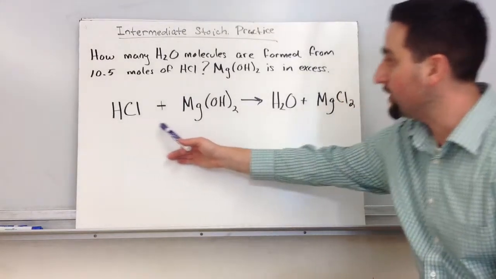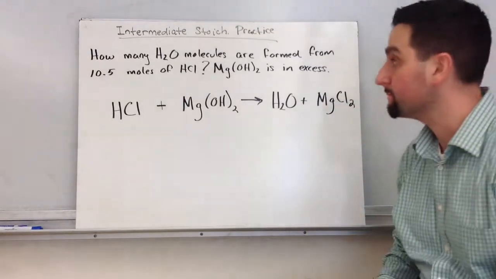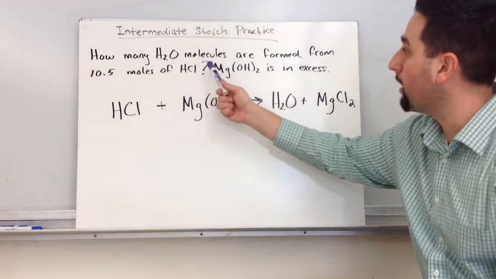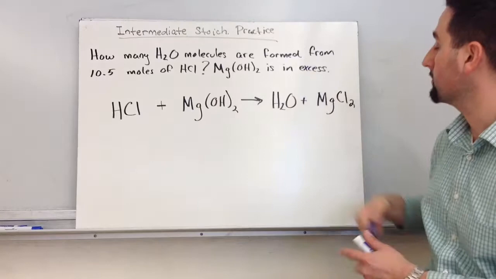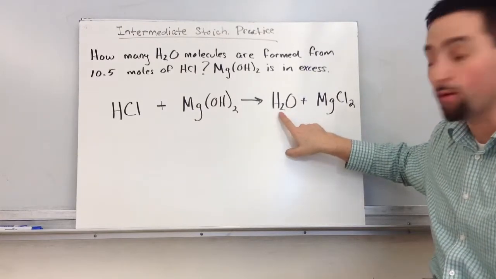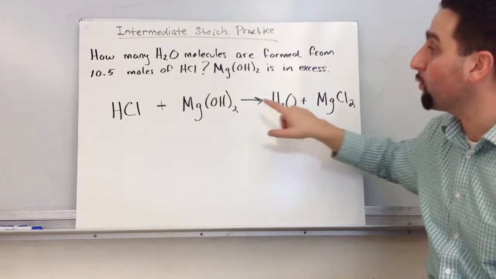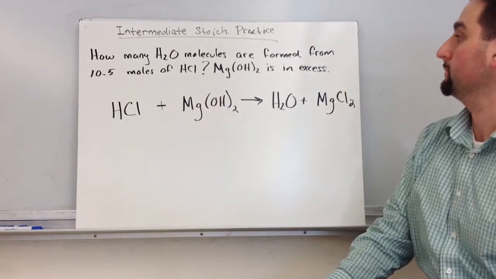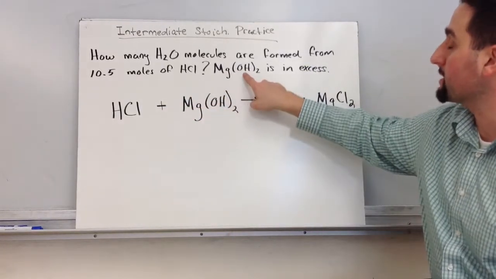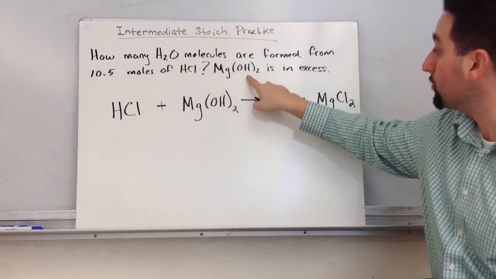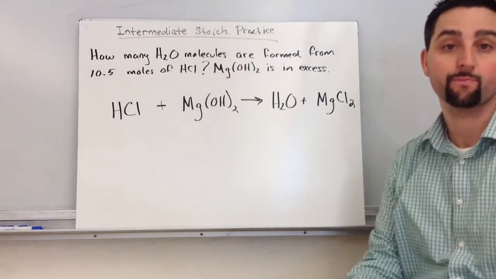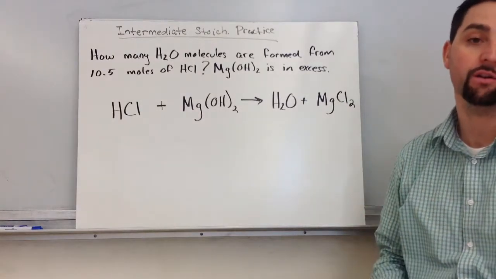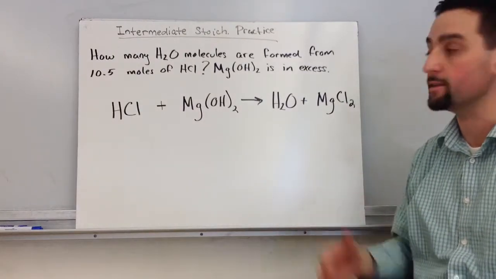We're given our equation, which is unbalanced, and the question asks, how many water molecules are formed, that's our product, from 10.5 moles of hydrochloric acid. Magnesium hydroxide, MgOH2, is in excess. As always, you want to pause the video, do your best, and we're going to get to the answer in a couple of minutes.